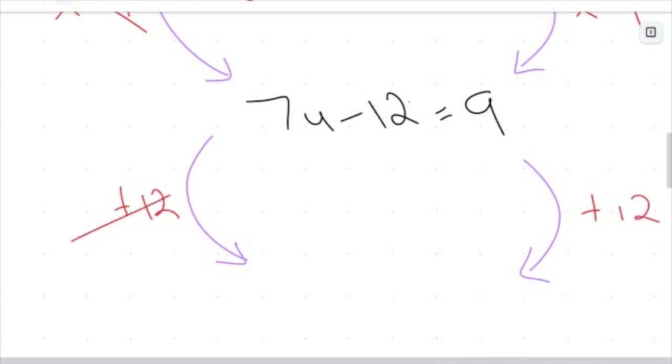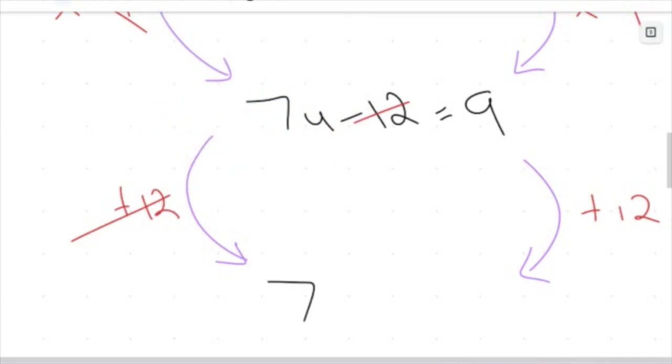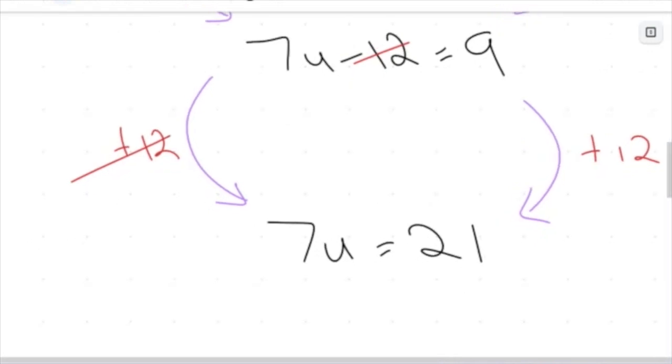And then we get left with 7u on the left-hand side. And 12 more than 9 is 21. So I'm systematically doing this. I'm chipping away at this.